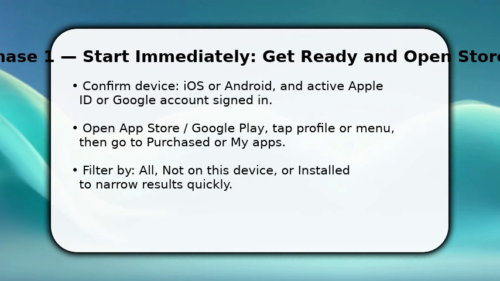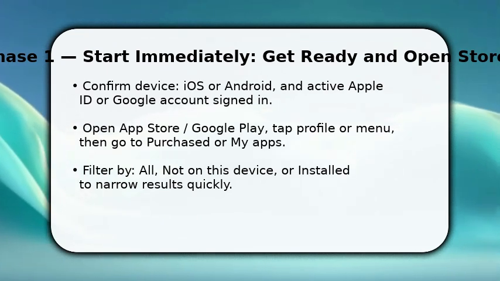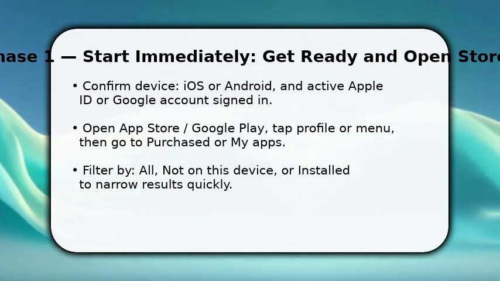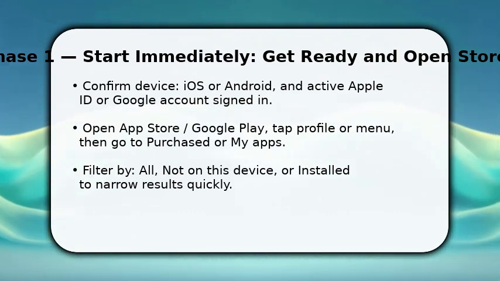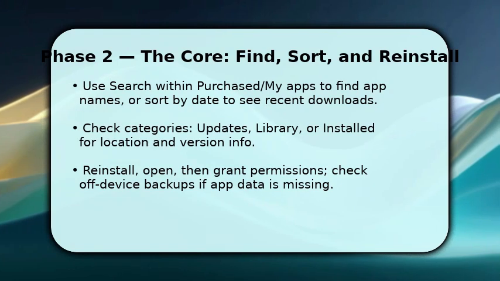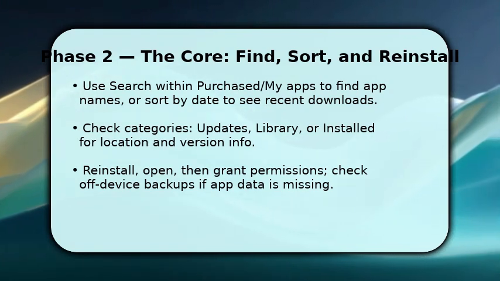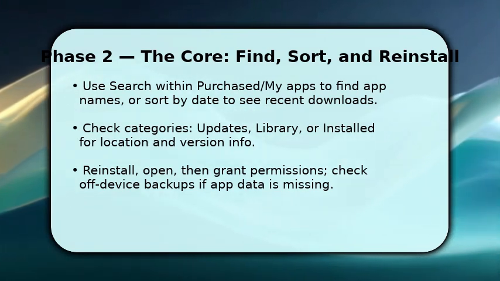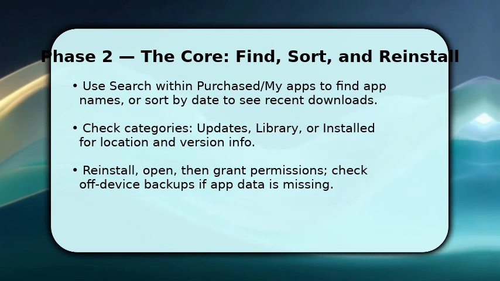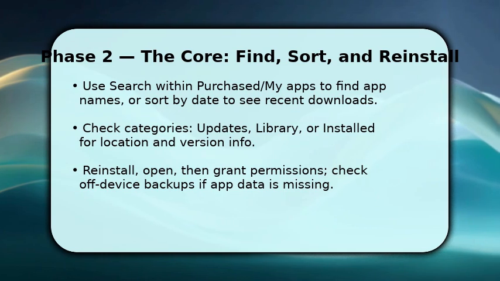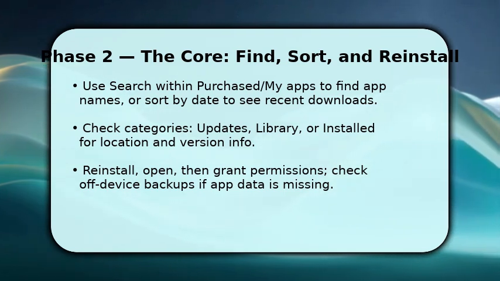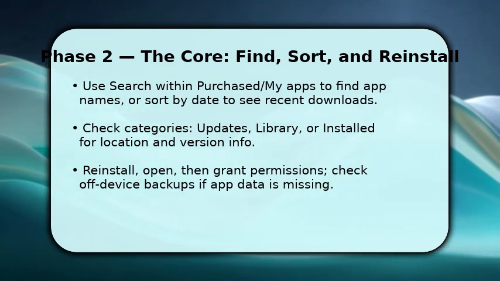Make sure to switch filters like All versus Not on this device to surface downloads you removed. If you have multiple accounts, repeat these steps for each. Once you locate the list, use Search or the Sort function to bring the specific app to the top. Search is faster for long histories. Then inspect whether the app shows installed, not on this device, or an update available. This tells you if reinstallation will restore data.